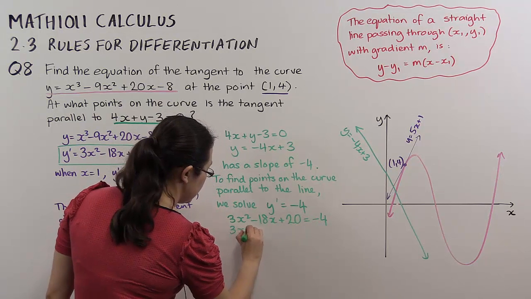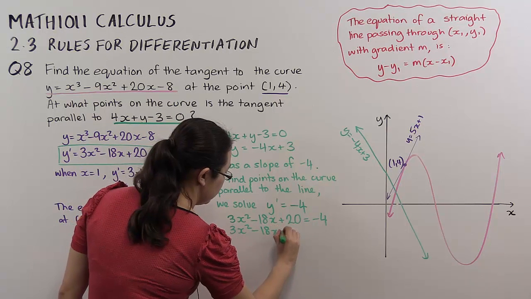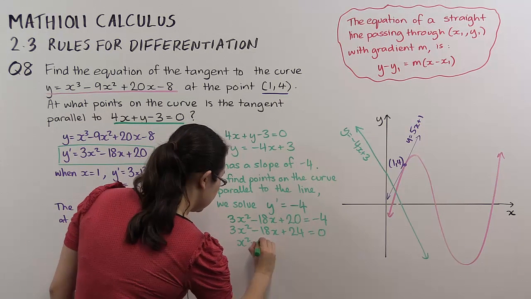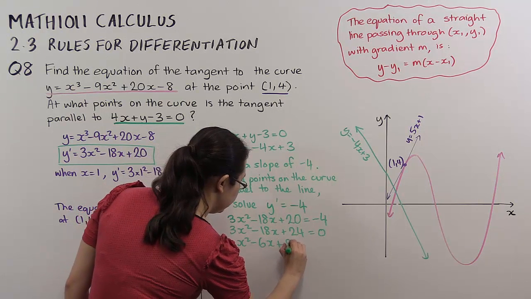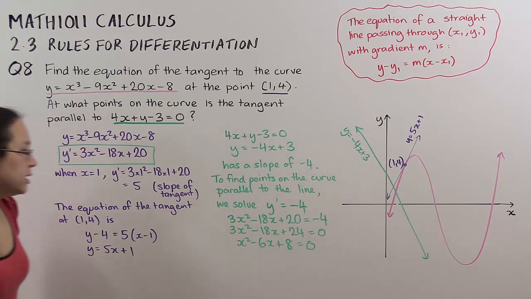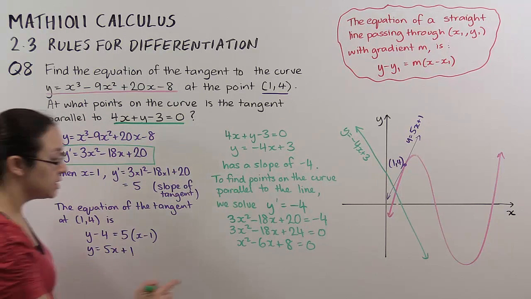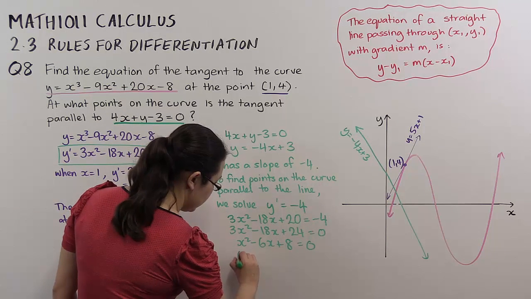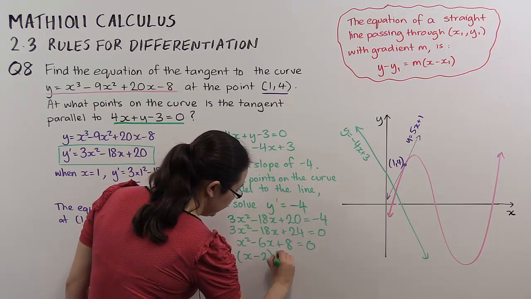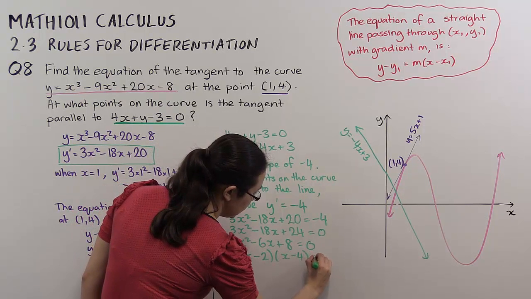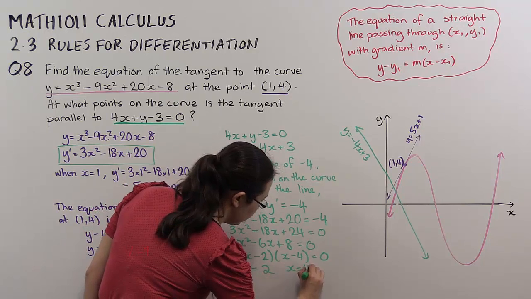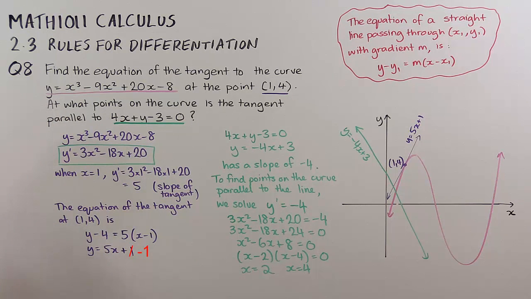This is a quadratic, so let's add 4 to both sides. And let's divide by 3, because I can see it's a common factor there. So x squared minus 6x plus 8, well, two numbers that multiply to 8 and add to minus 6, that's minus 2 and minus 4. So this factorizes nicely, and I can see that x equals 2 and x equals 4 are my solutions. So there are 2 points on the curve where this happens.